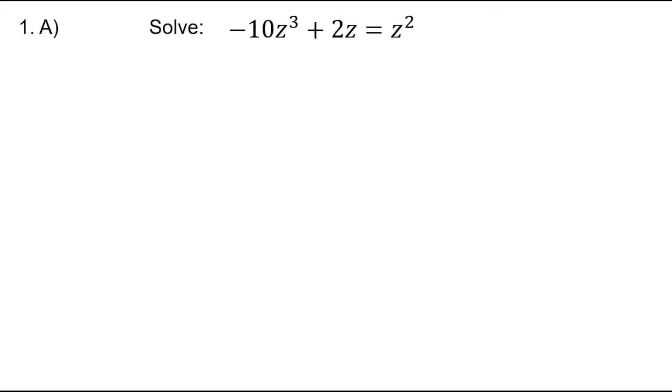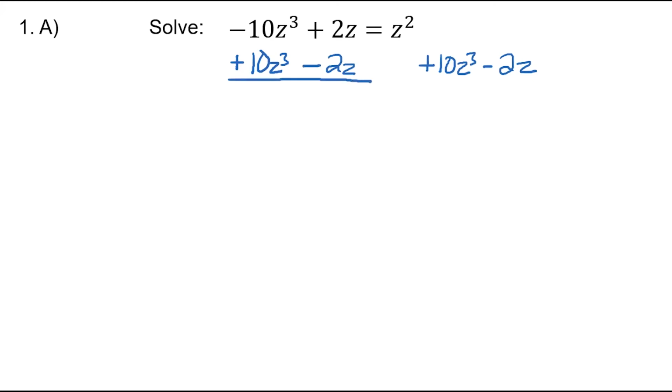So starting with this negative 10z cubed, we have to add 10z cubed, and what you do to one side, you have to do to the other. And since z cubed is a different term, I'll start a new column, plus z cubed. And to move this 2z to the opposite side, since it's positive, I have to subtract 2z from this side, and it is a different term than these other two, so I'll start another column.